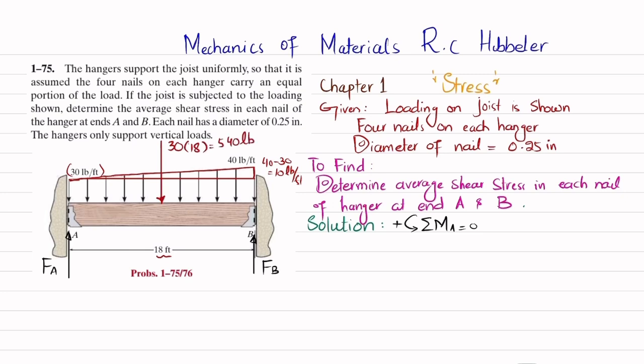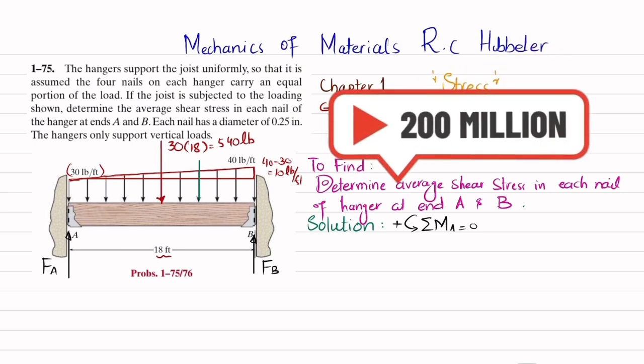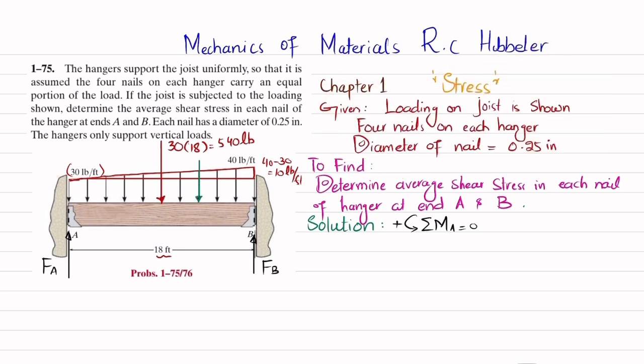Now we will convert this triangular load into a point load. You can see this is a triangular load. Here the magnitude is 0 and here the magnitude is 10 pounds per feet. So what if we convert this triangular load into a point load? It will be equal to 1/2 into this 10, which is the magnitude, and the length over which it acts is 18. And that will give you 90 pounds. So 90 pounds will act.